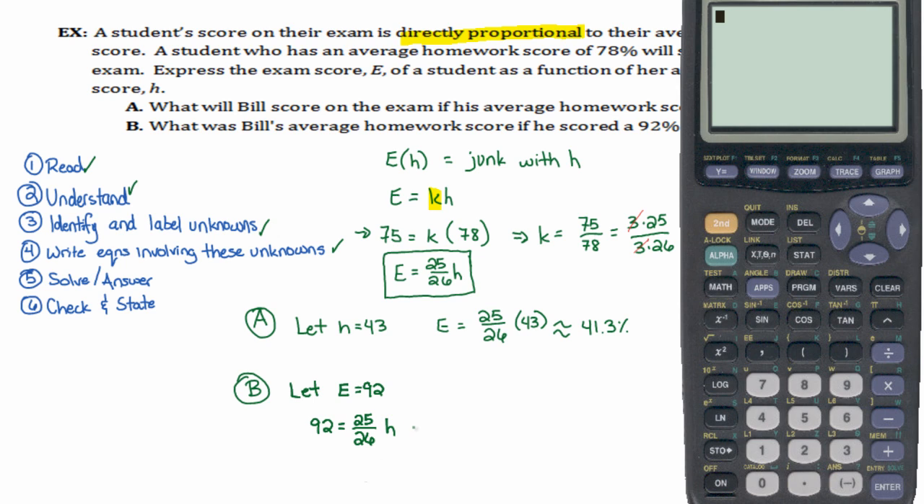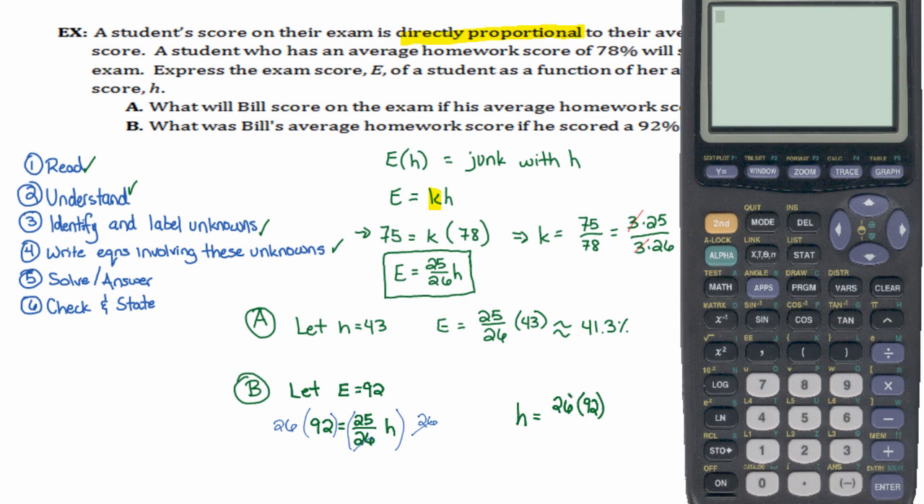This is an equation involving a variable and a fraction, so I'm going to multiply both sides by the denominator of that fraction first to get rid of that denominator. So multiply both sides by 26. I know you guys should know how to do this, but sometimes I like to take my time. And now I'll divide both sides by 25 as well. When you do that, you'll get that H is equal to 26 times 92.